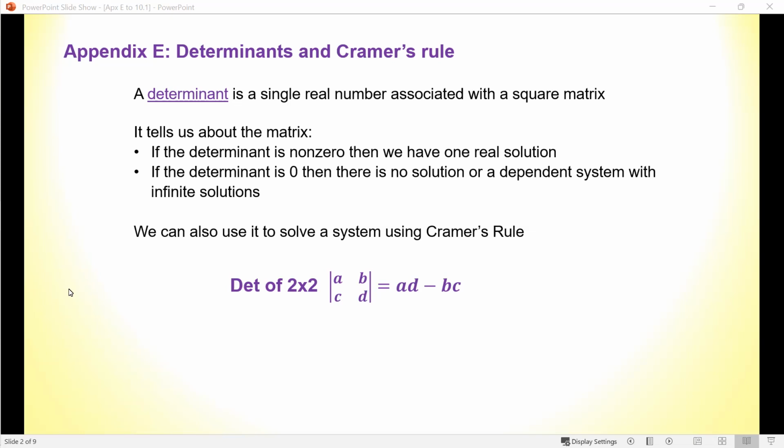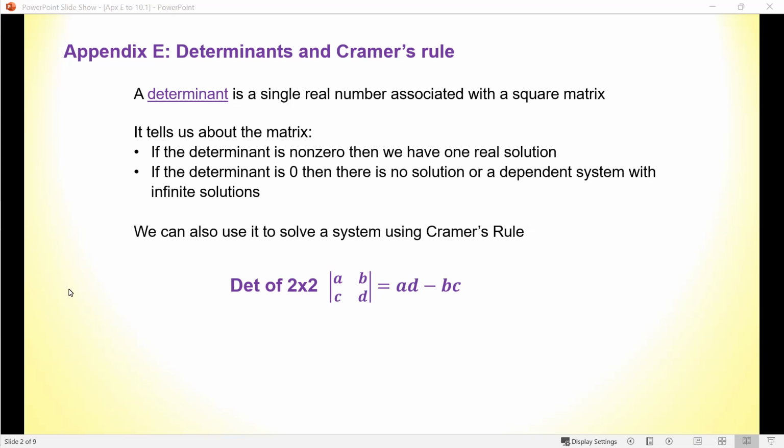In our case, if the determinant is a non-zero number, then that tells us we're going to have one real solution to our system of equations. If the determinant is zero, then we either have no solution or we have a dependent system that has infinite solutions.